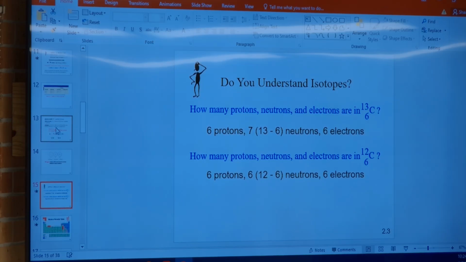And if this is carbon-12, then still 6 protons. The element didn't change, the proton number never changed. But the neutron number changed. 12 minus 6 is 6. This is 13 minus 6 is 7. Electrons, since this is an atom with no net charge, 6 protons, still 6 electrons. Okay.